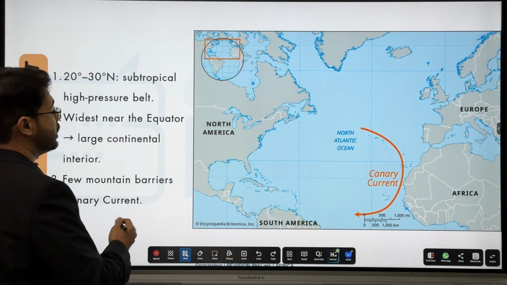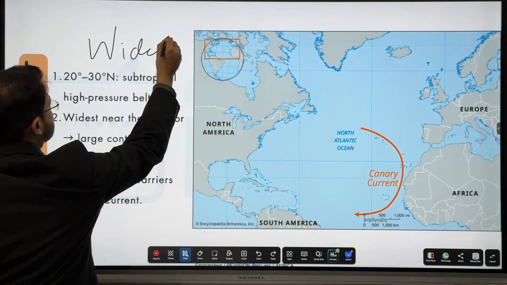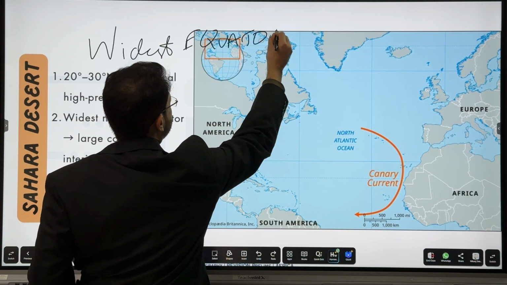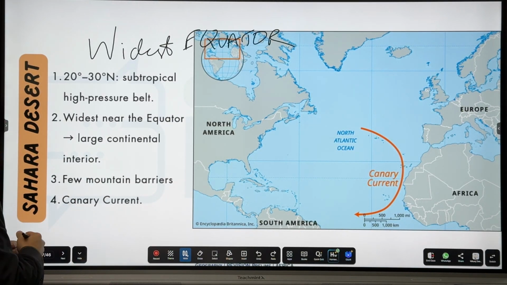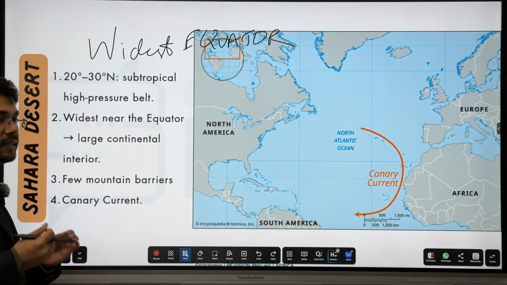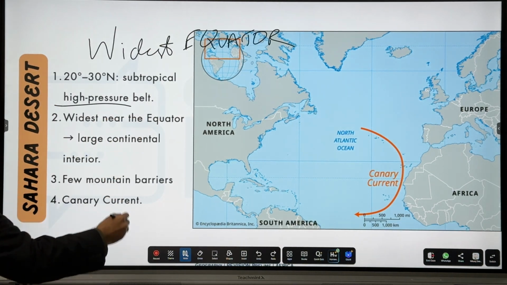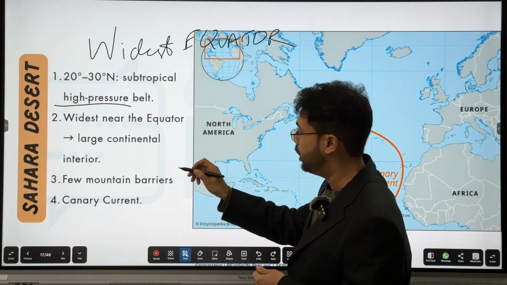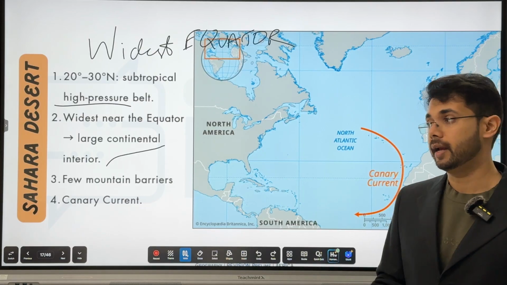Africa, we had studied, is widest at the equator. It means that the region close to the equator will be far away from the coast. Once it is far away from the coast, of course, there will be extremely little rain. It is also in a high pressure belt, the Hadley cell is falling, so rains will not happen. Secondly, it has a large continental interior. It is far away from the coast, resulting in further dryness.